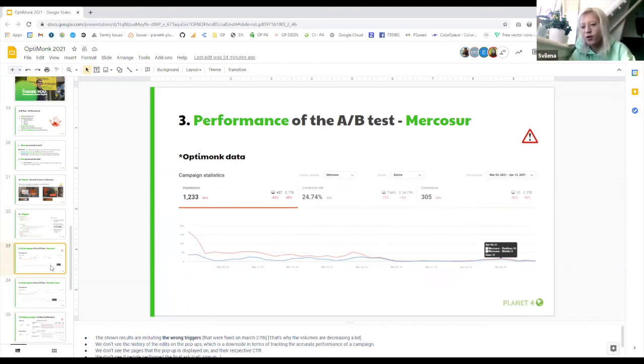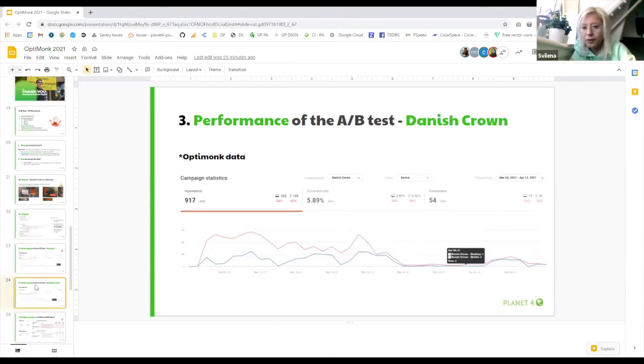The thing is that if you don't have Optimonk connected to your analytics account, you can have a dashboard where you can monitor what's happening, where it's happening. It's going to be very difficult to actually spot any errors, to make conclusions, because this is very basic. Essentially, this is an A/B test that divides the 2 pop-ups. And as you see, this is for the Mercosur, and then you can select the device, mobile, desktop, and pretty much that's it. This is how it looks for the Danish crown. They're similar in engagement. And this is the graph for the desktop and the graph for the mobile.